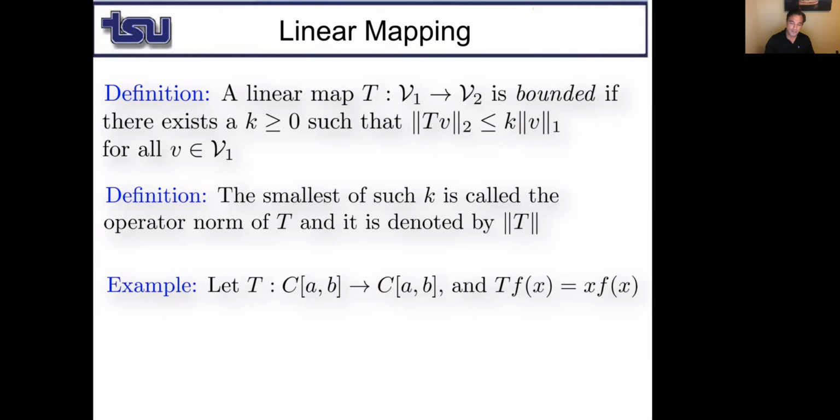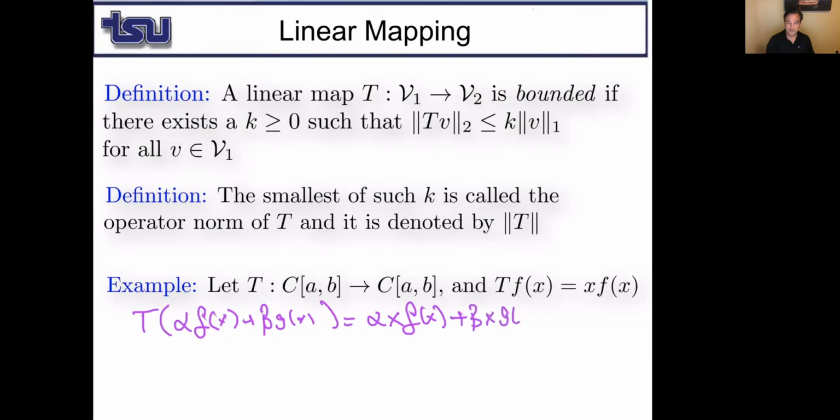So let's see. First of all, is this linear? Well, if I do this, T of alpha f(x) plus beta g(x), this will be what? Alpha x f(x) plus beta x g(x), and this one will be alpha T f(x) plus beta T g(x). So that means that is linear, okay? So that's linear.